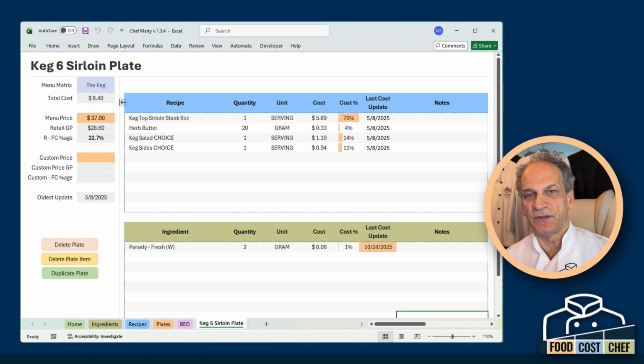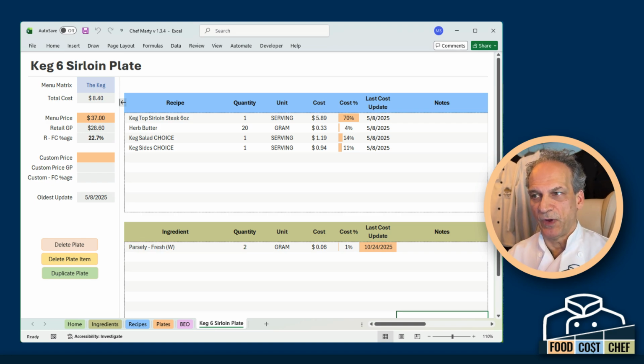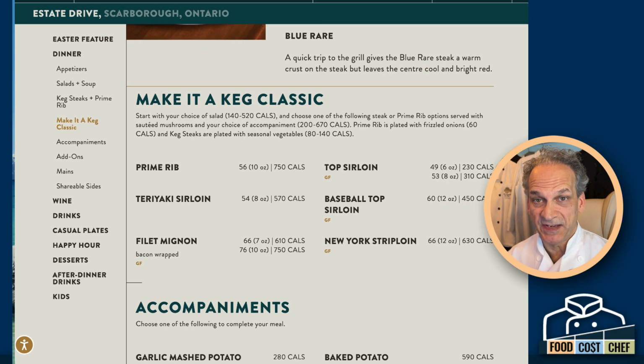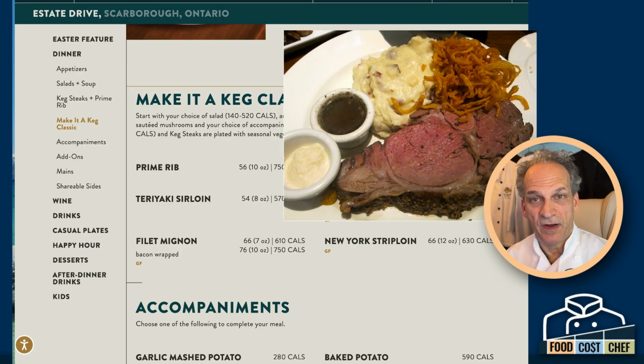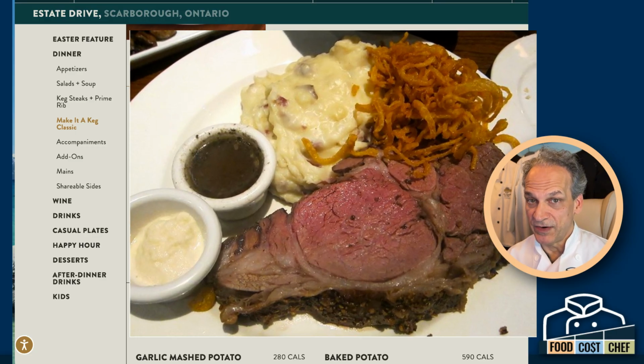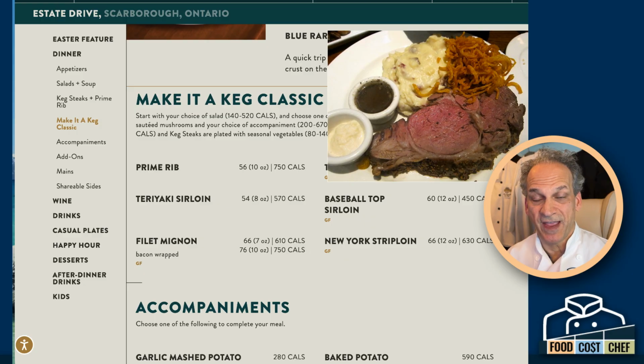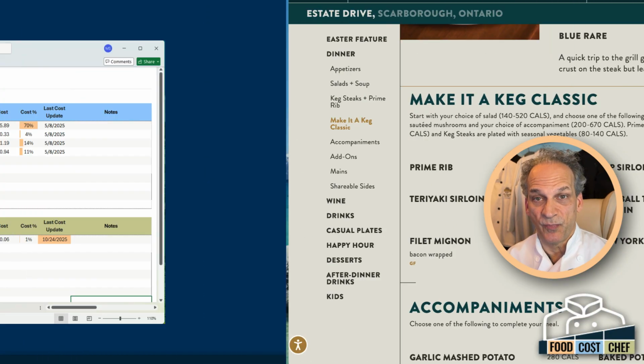So we did the sirloin steaks for the keg, and we got a food cost on them and figured out the best way to cost out their choice of sides. But one of the keg's best-selling items has got to be their prime rib. However, the prime rib requires a different step in the FoodCostChef Calculator for costing it out properly.